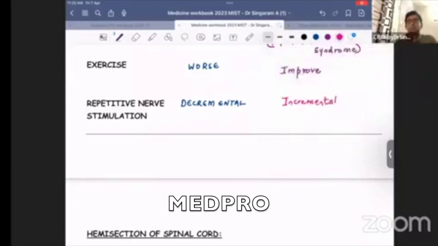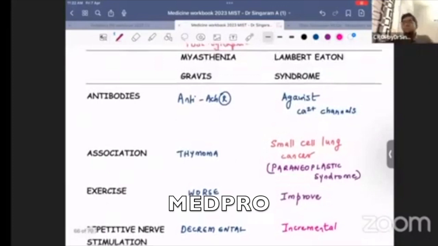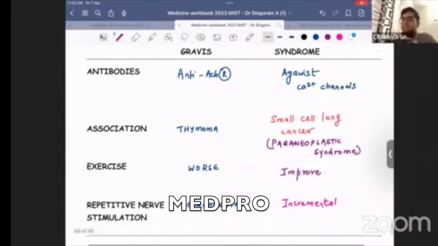I hope you're able to follow this. Everyone able to follow this, right? So those are the differences between myasthenia gravis and Lambert-Eaton syndrome, which you should know very correctly. Is that clear? Okay, right. So that's about two examples of disorders related to the neuromuscular junction area. One was pre-synaptic, another one was post-synaptic. Is that clear? Fine.